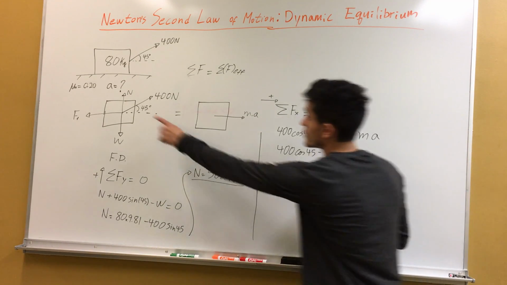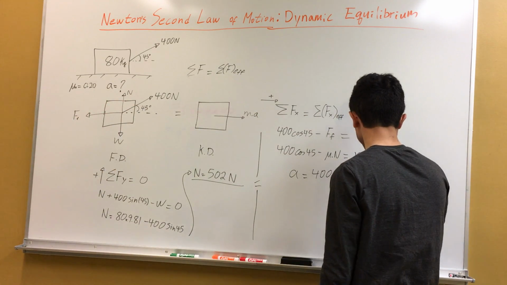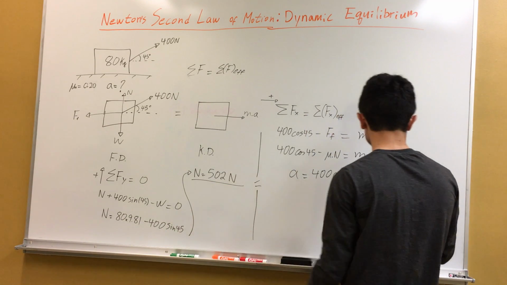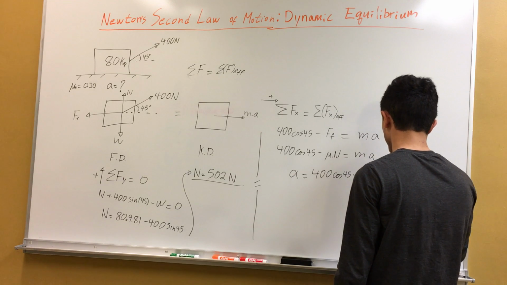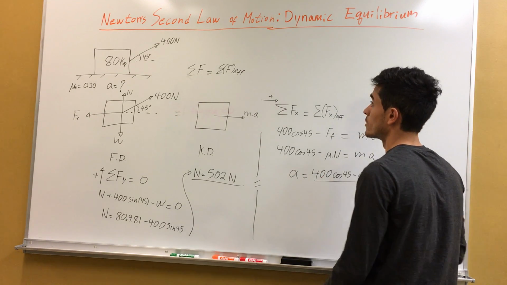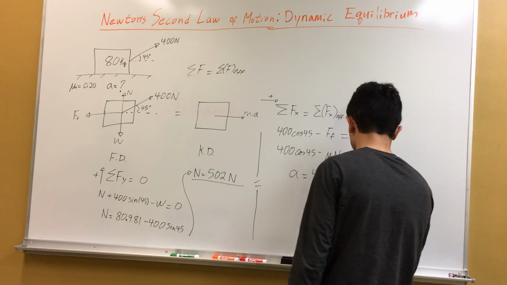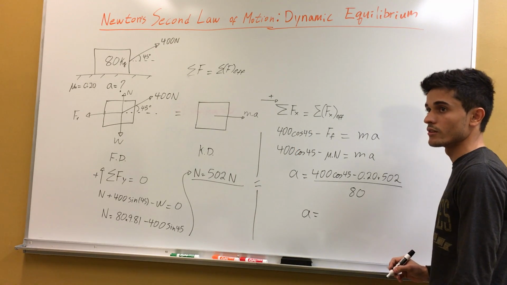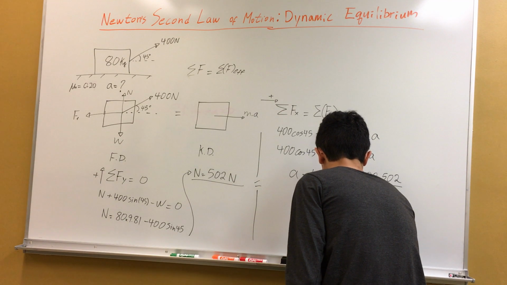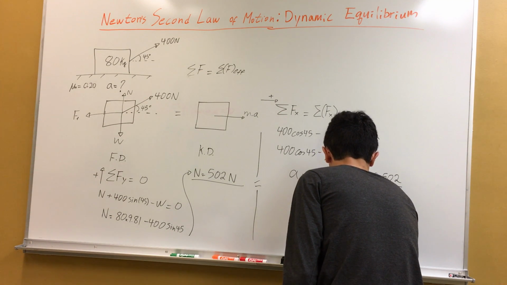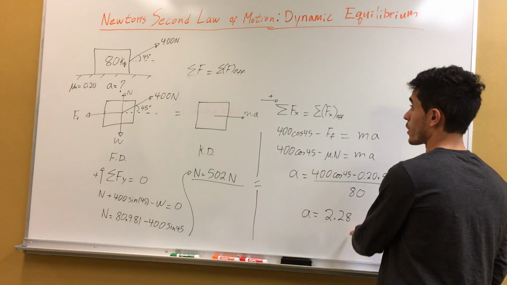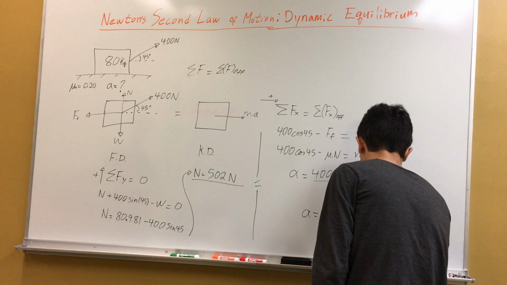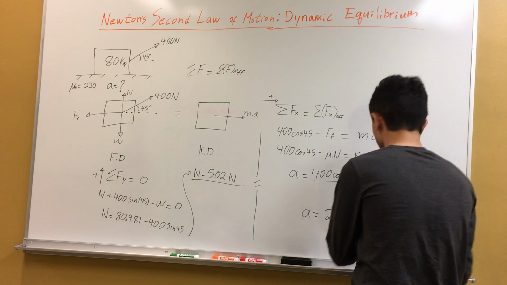So now we can say that a is 400 cosine 45 minus 0.20 times the normal force, which is 502, divided by our mass. Now we just plug it all in and we find our final acceleration, 2.28. The units for our acceleration are meters per second squared, and the direction is going to the right.